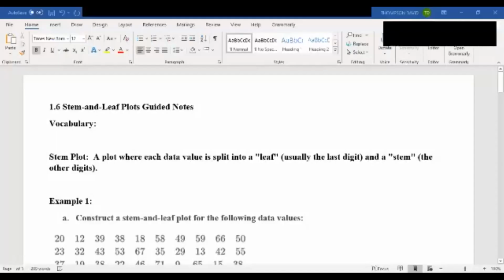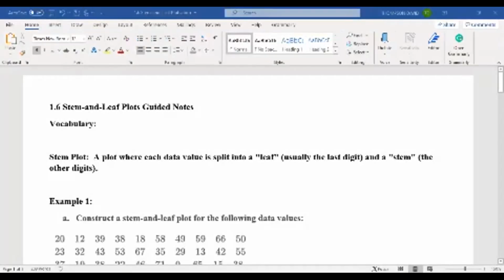In this video, I want to talk about stem and leaf plots, or stem plots. First, the vocabulary. A stem plot is a plot where each data value is split into a leaf, usually the last digit, and the stem, the other digits.